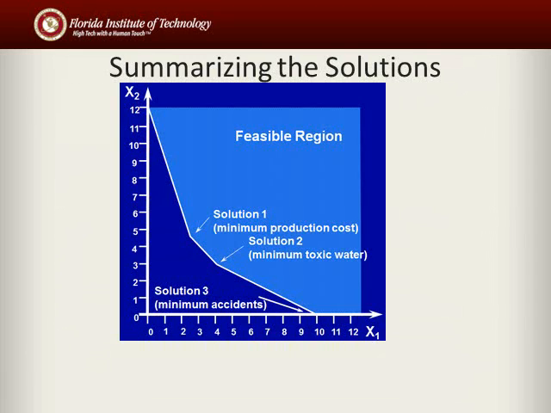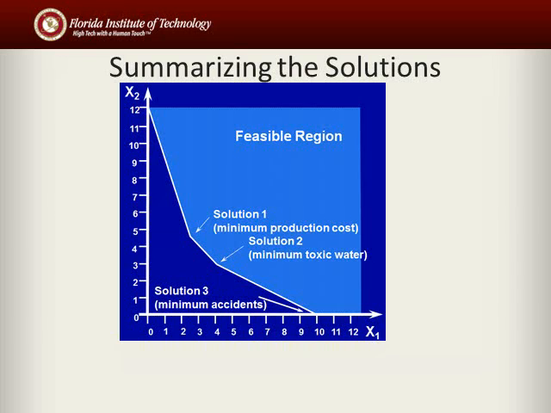This graph shows the solutions for each individual problem that we just solved. Since we solved 3 different problems, we see solutions to our 3 objectives. This is solution point number 1, which minimizes production costs. This is solution point number 2, which minimizes toxic water, and this is solution number 3, which minimizes the number of accidents. We already determined the levels of cost, toxic water production, and expected accident rate that are offered by this solution.